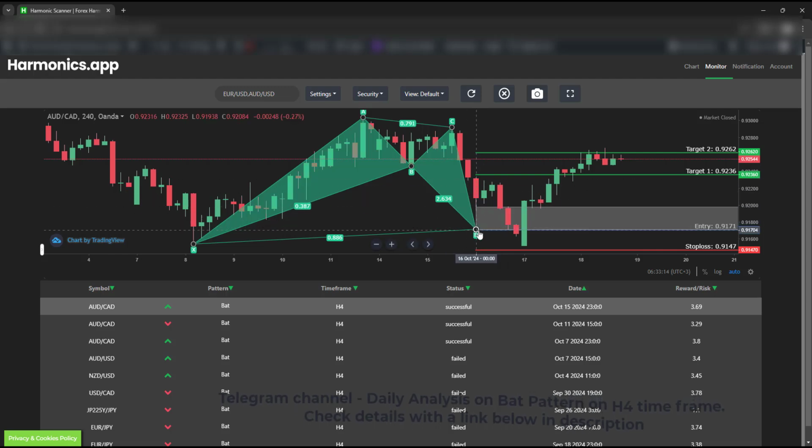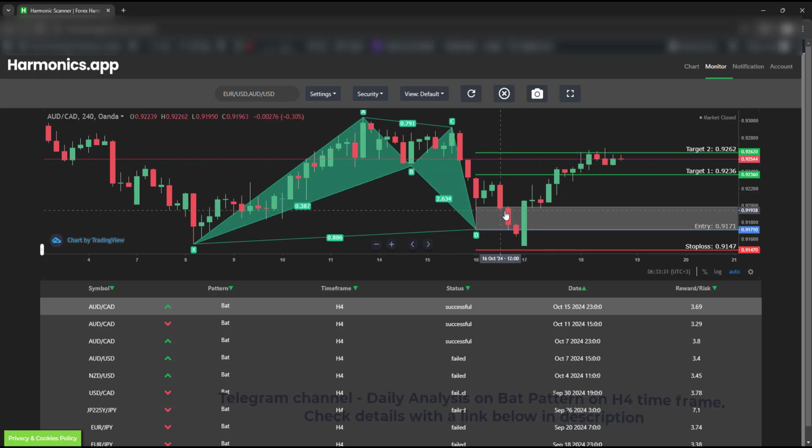The pattern has been formed and detected by the scanner. It is sent to you over the Telegram as a link. If you click the link, you will get here inside the Harmonic App Scanner, and you will get this chart with these levels, and then you can also make your analysis. In this case, a potential reversal zone was here.